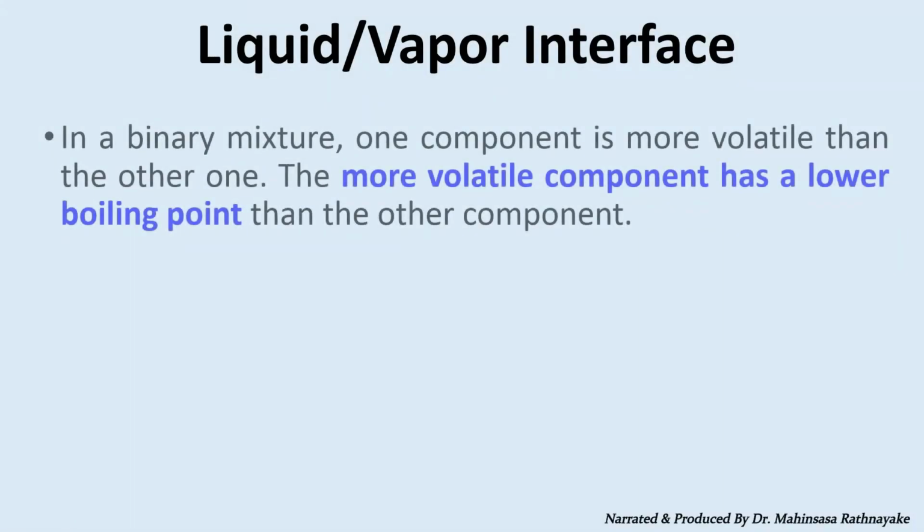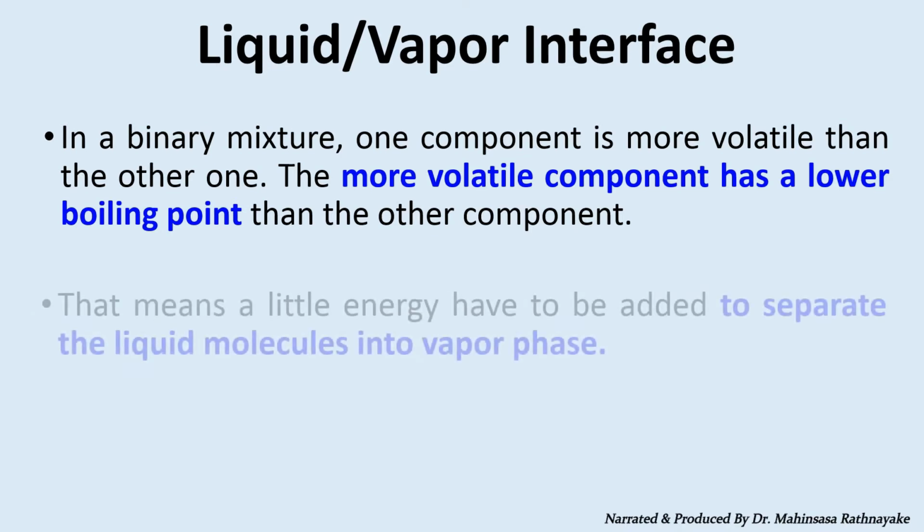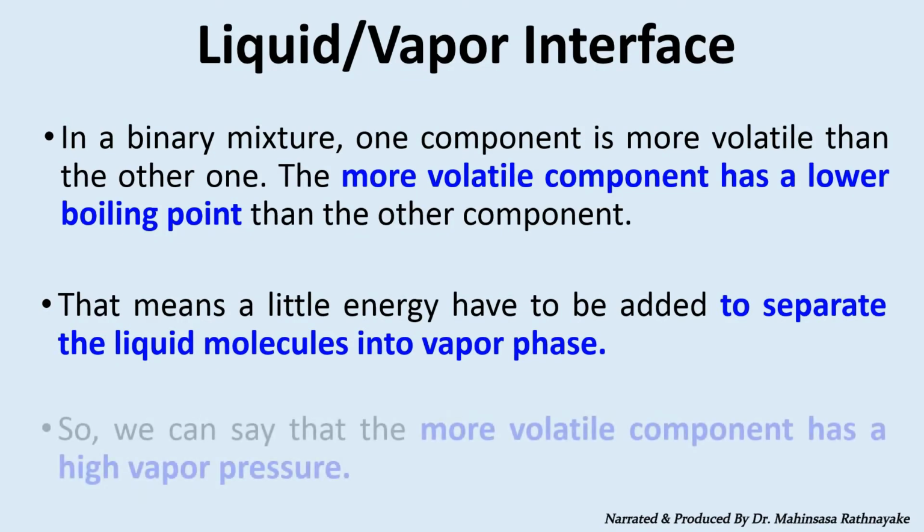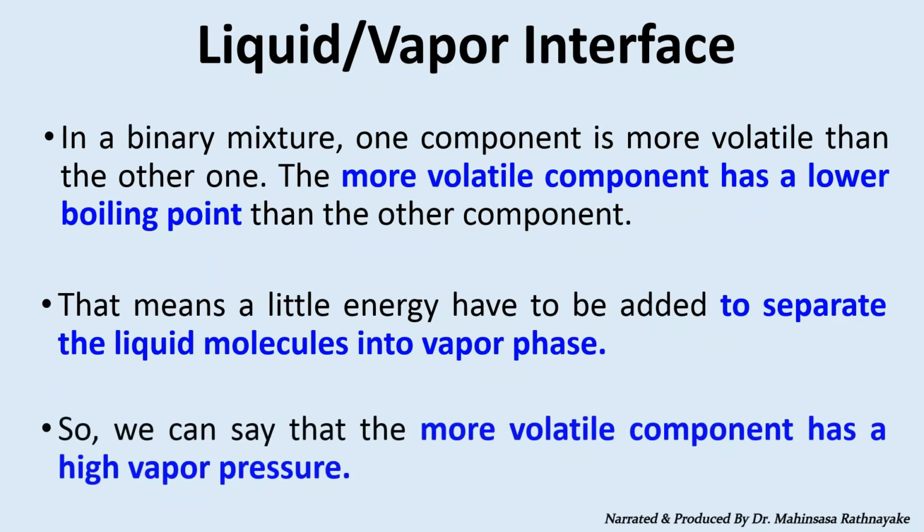In a binary mixture, one component is more volatile than the other one. The more volatile component has a lower boiling point than the other component. That means a little energy has to be added to separate the liquid molecules into vapor phase. So we can say that the more volatile component has a high vapor pressure.